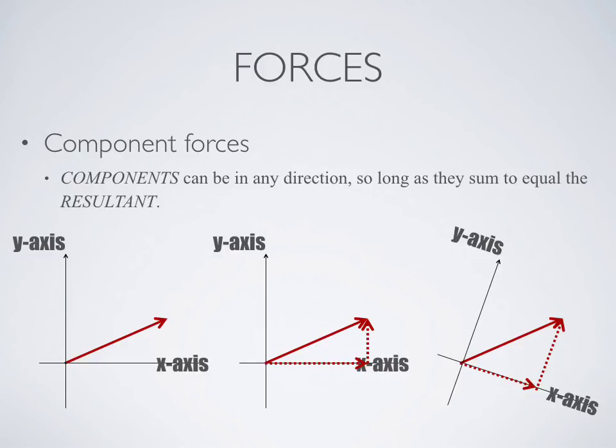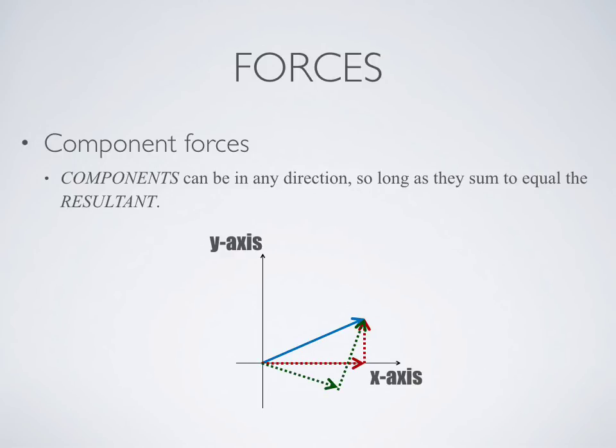Now, just a little note here, components can be any direction you want, so long as they equal the resultant. So these three resultant arrows are exactly the same. All I did on the right, it doesn't look the same, right? It looks longer. It's not. It's exactly the same direction. It's exactly the same magnitude. I just broke it into different components. I turned the axis to show you that you can do that. So you don't always need to think of your x-axis and your y-axis as being horizontal and vertical. You can make them whatever you want, as long as you use them consistently.